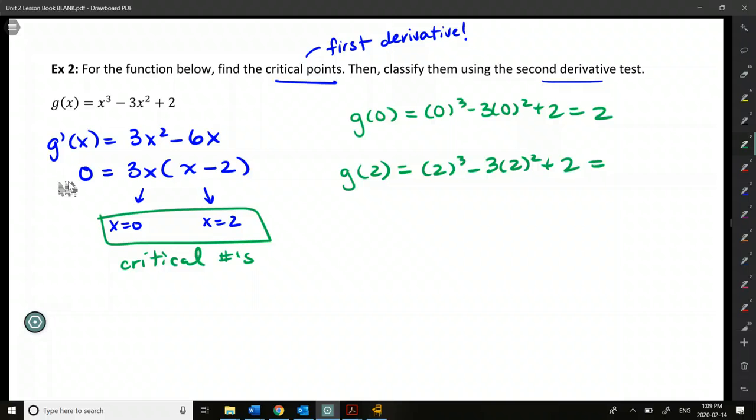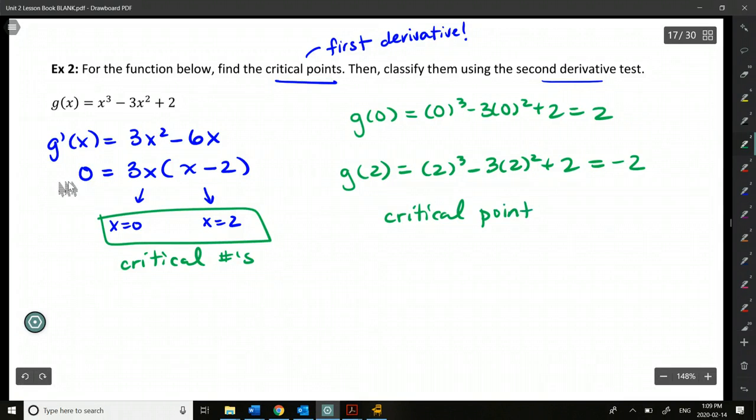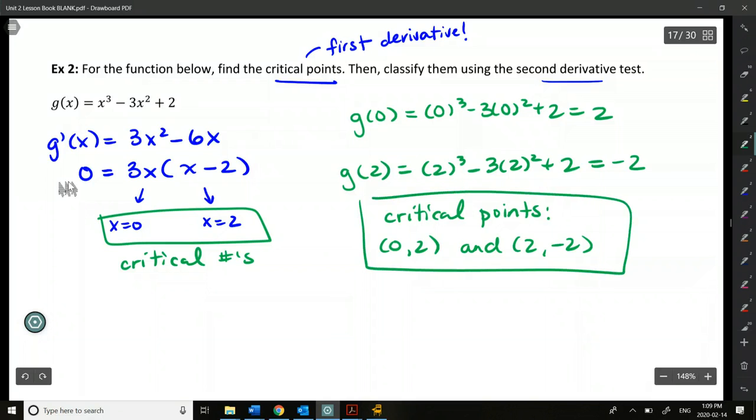What do we get for this? 8 plus 2, so 10 minus 12, negative 2. So if it says to find the points of inflection in concavity, we just go to the second one. And then critical points, okay. I did that right? It's negative 2? Yeah. Okay, so our critical points are 0, 2, and 2, negative 2. Okay, so we found the critical points. Now we're going to classify them using the second derivative test.